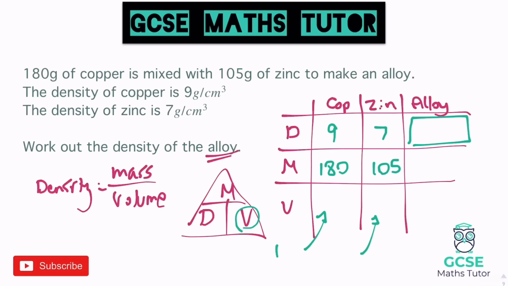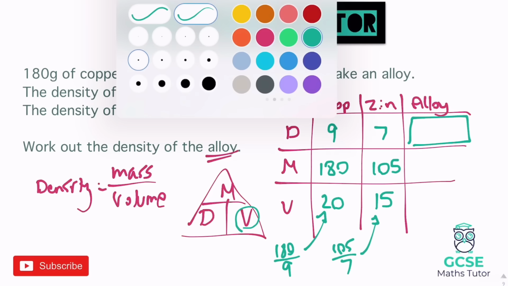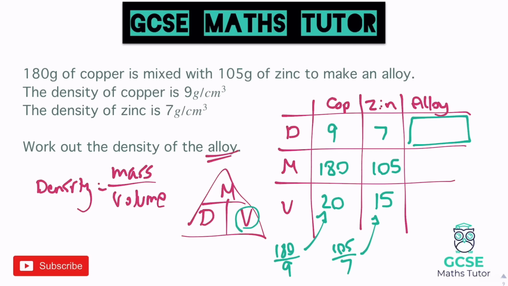So I'm going to do 180 divided by 9 for this one, which gives us a volume of 20. And for the zinc, I'm going to do 105 divided by 7, and 105 divided by 7 is 15. Now masses and volumes can be added together. We've got 20 and 15, so 35 centimetre cubed is going to be the total volume of this alloy.